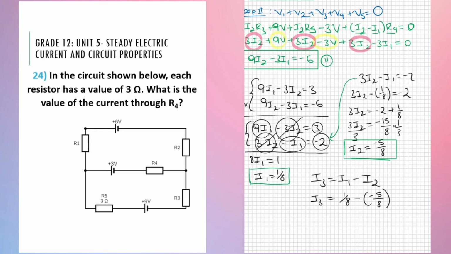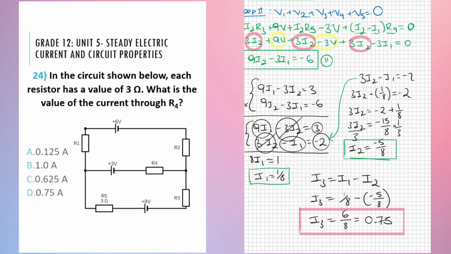So this value, I3, will be equal to 1 minus minus 5, that will be 6 over 8. If I further simplify that to a decimal, that will be 0.75. So that is our final answer. I3 is equal to 0.75. If we look at our choices, that is choice D, 0.75.